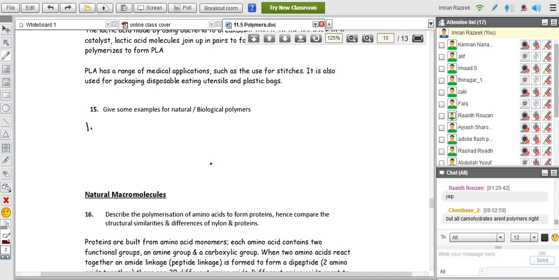Yeah, all carbohydrates are polymers, because carbohydrates are polysaccharides, which are made out of monosaccharides. Right, glucose, fructose, they polymerize to form the polysaccharide, right?